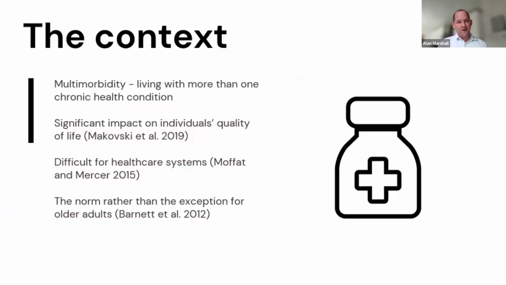And it's a really difficult thing to manage, because often if we're trying to treat, for example, one health condition, the medicines that are used to treat that can interact with medicines to treat other conditions and have adverse effects as a result. And thinking about this aging population, multimorbidity is a really important issue because it's the norm rather than the exception for older adults, and many people are living with more than one chronic health condition.